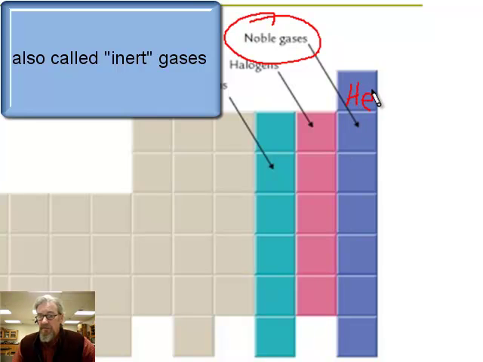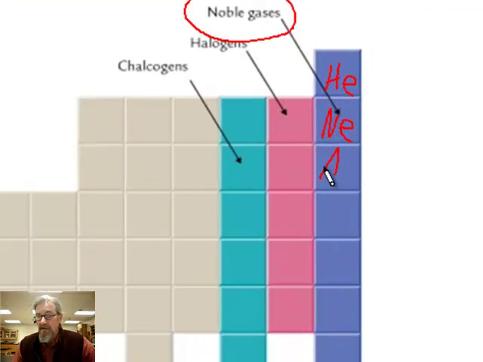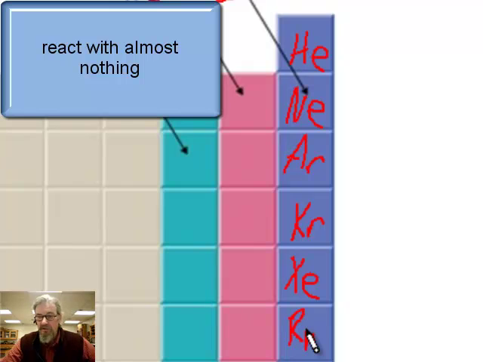And they are familiar. The names we've heard before: helium, neon, argon is in light bulbs, krypton, xenon, and radon. These are the noble gases. These things are very well known to not react with stuff. Another name for the noble gases is the inert gases. React with almost nothing.